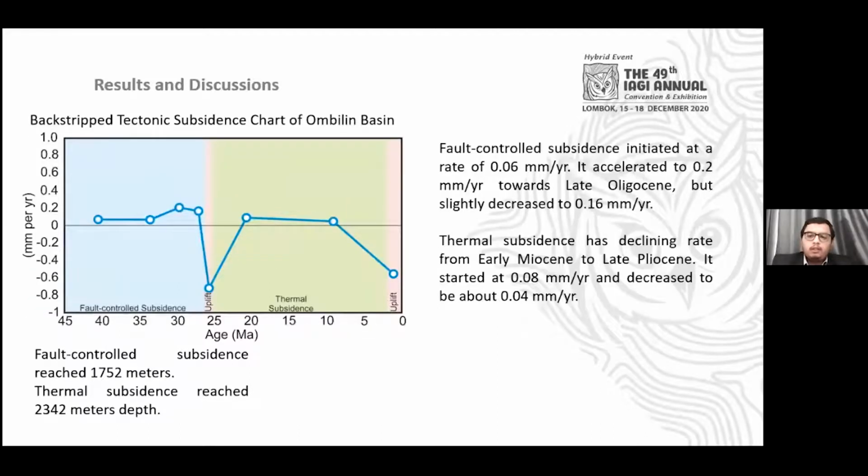We converted the tectonic subsidence chart into rate, and as we see in this chart, the fault-controlled subsidence was increasing from the Middle Eocene to late Oligocene. So we have accelerating basin subsidence because of faulting in that period of time. And then it was interrupted by uplift, and then we have thermal subsidence. As we see in this chart, the rate of thermal subsidence was gradually declining. So probably this is the effect of thermal decay during the subsidence. And then also we have uplift in the late Pliocene.